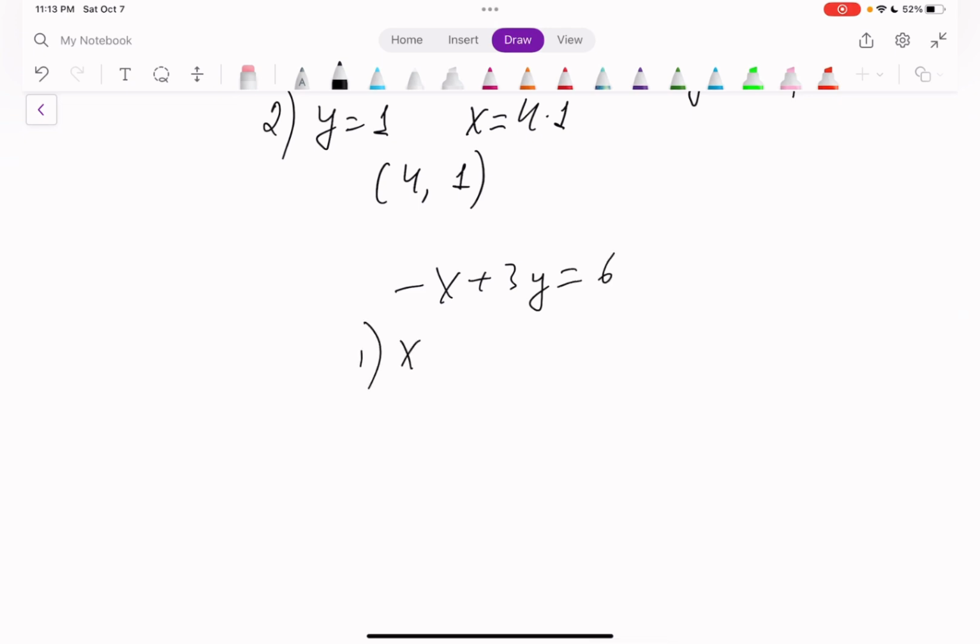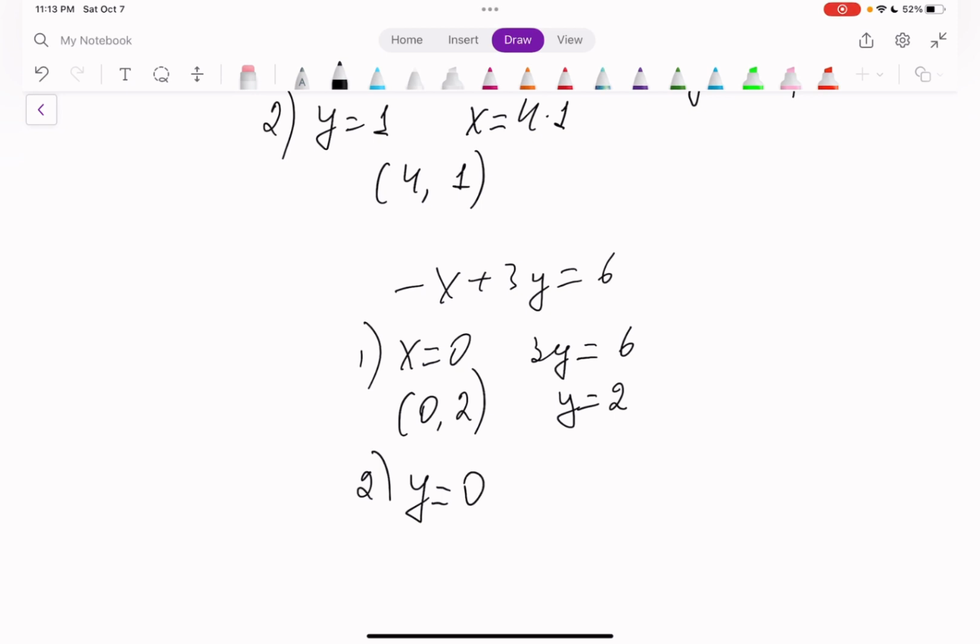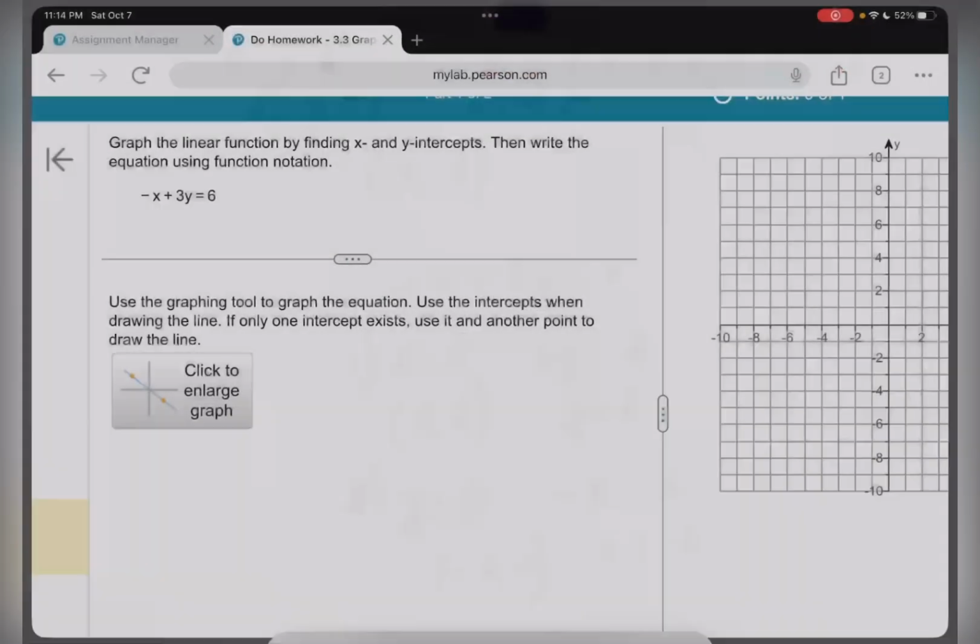So first thing, x is equal 0. What do we get? 3y equals 6 because the x is going to be 0. And y is going to be equal 2, right? So coordinate 0 and 2. First we write x, second we write y. Second, when y is equal 0, x-intercept, what do we get? Negative x is equal 6. X is equal negative 6, right? So we are getting negative 6 and 0. So 0, 2, and negative 6, 0.